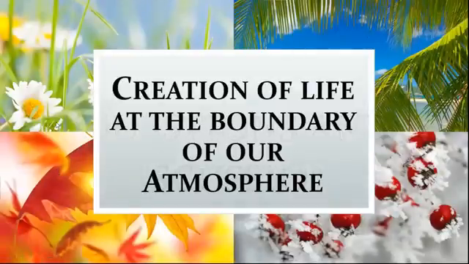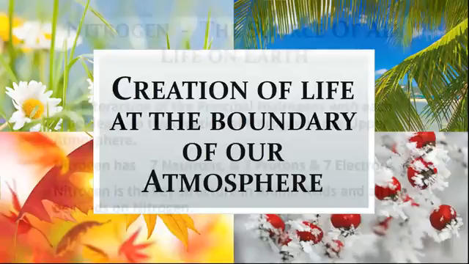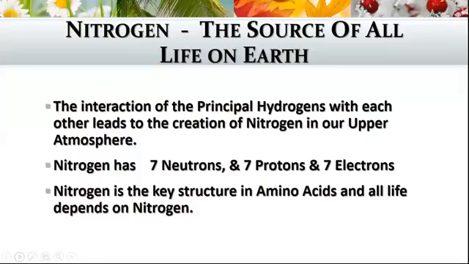Now, we can look at the creation of life at this boundary of our atmosphere. Nitrogen is the source of all life on Earth. Without nitrogen, there would be no life. The interaction of the principal hydrogens with each other leads to the creation of nitrogen in our upper atmosphere. And we've been told that nitrogen contains 7 neutrons, 7 protons, and 7 electrons. Nitrogen is the key structure in amino acids, so that's your cohans, and all life depends on nitrogen. So now you can see why the creation of nitrogen at the outer boundary is so important for life on this planet.